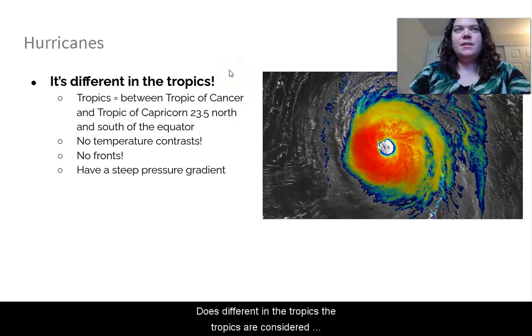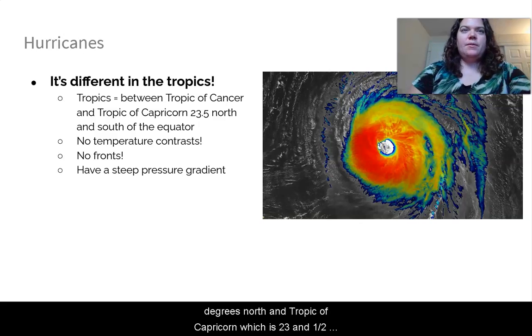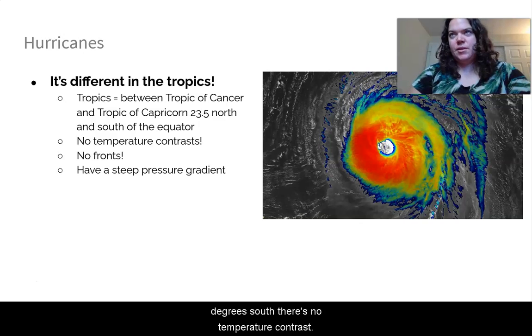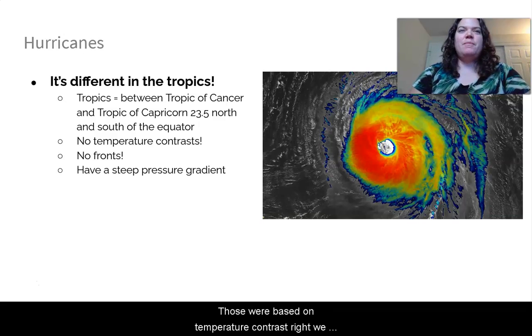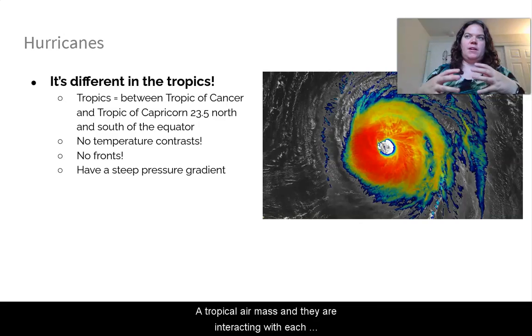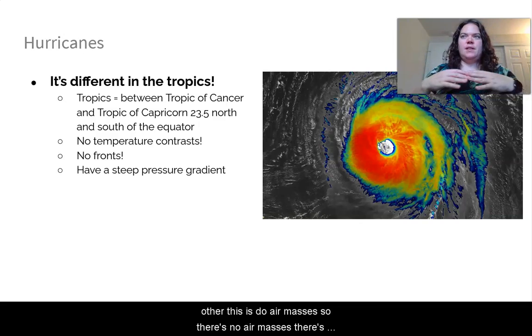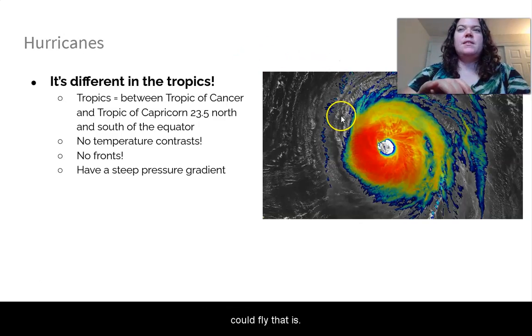So it's different in the tropics. The tropics are considered between the Tropic of Cancer, which is 23.5 degrees north, and Tropic of Capricorn, which is 23.5 degrees south. There's no temperature contrast when it comes to these storms. So when we built our mid-latitude cyclones last week, those were based on temperature contrast, right? We had a polar air mass, we had a tropical air mass, and they are interacting with each other. This is no air masses. So there's no air masses, there's no fronts, but it still has a steep pressure gradient. So we'll get to why that is.